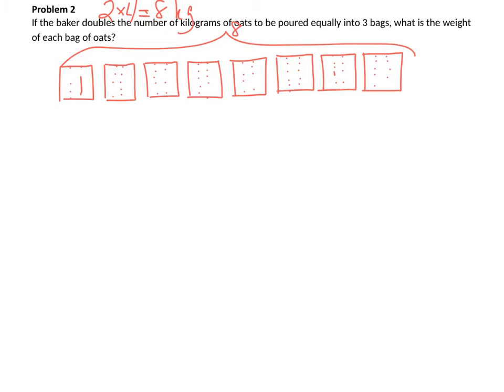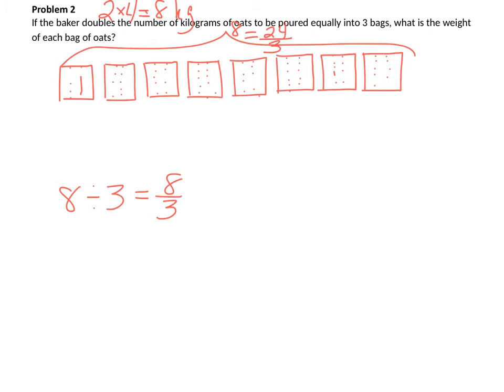So, how many thirds do I have? 3, 6, 9, 12, 15, 18, 21. So it's equal to 24 thirds. So I know I'm going to have 8 divided by 3. So 8 kilograms divided into 3 bags, which is equal to 8 thirds. So that tells me I'm going to take 8 of my thirds and put them together.